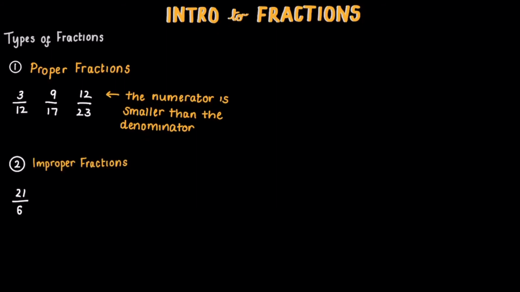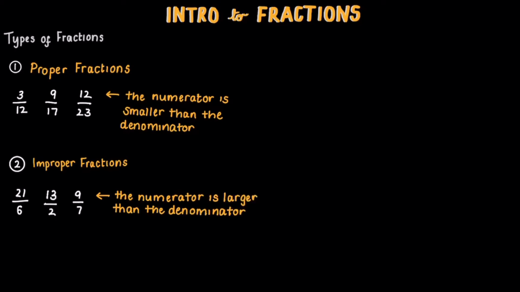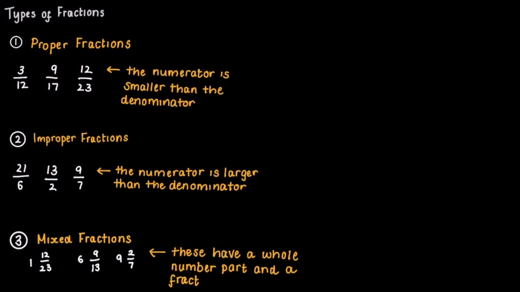Now we have the second type of fraction, which is pretty much the opposite of the first, including their names. So first we had the proper fraction, and now we have the improper fraction. Improper fractions are fractions where the numerator is bigger than the denominator. And with the final type, we have mixed fractions. Mixed fractions are fractions where they have a whole number part and a fractional part.